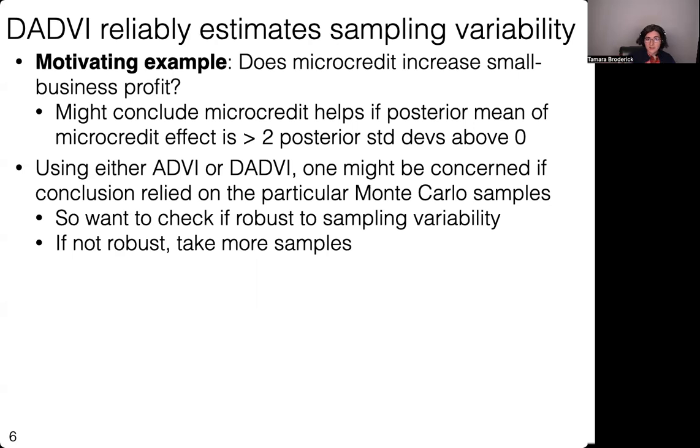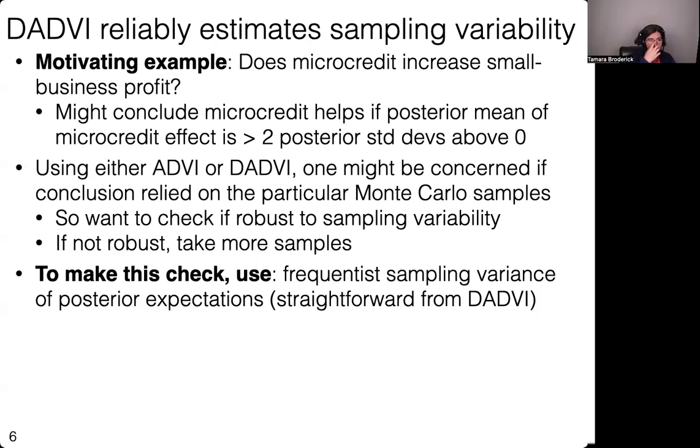And if the conclusion is not robust to sampling variability, a very practical next step is to just take more samples, more Monte Carlo samples, which are very easy to take. Okay, so this is a perfect problem for frequentist sampling variability. These are literally just Monte Carlo samples, all IID from the same distribution. This is exactly what frequentist sampling variability was made to talk about.